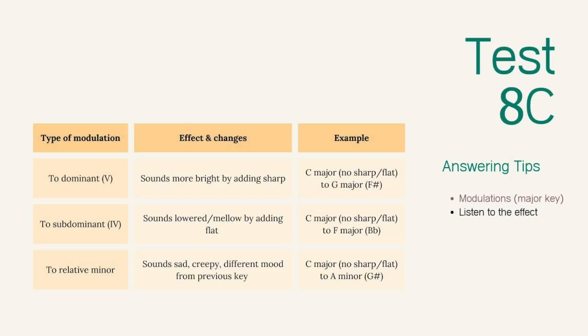And now the answering tips for the modulations in major key. Listen to the effect. If it's to dominant, it sounds more bright by adding a sharp. For example, from C major to G major. And to subdominant, it sounds lowered and mellowed by adding a flat. For example, C major to F major. And to relative minor, it sounds sad, creepy, a different mood from the previous key, such as C major to A minor.